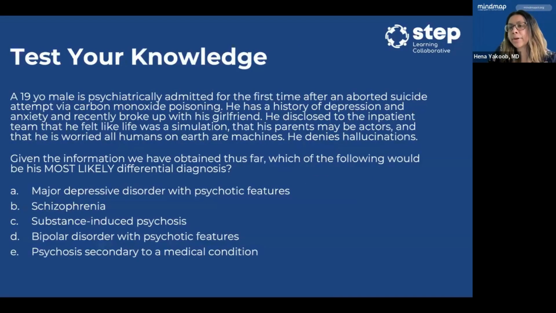So we have another question here. And this is the same vignette that we started with, but given the information that we have obtained about this gentleman so far, which of the following would be his most likely differential diagnosis at this point?